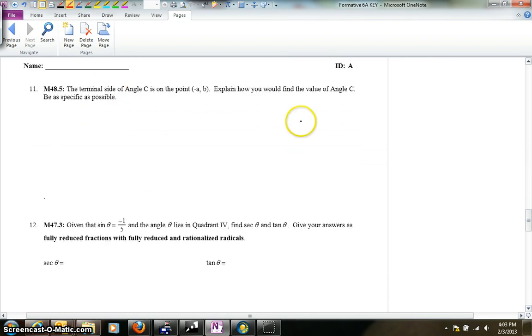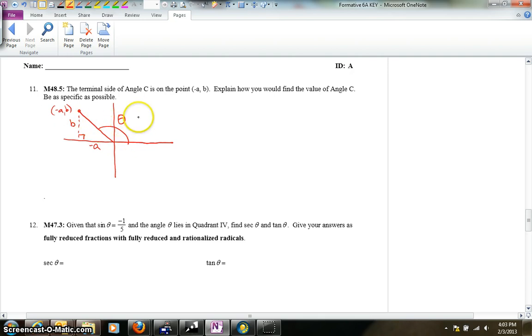Terminal side of angle C is on the point negative A, B. How would you find the value of angle C? Well, many of you did not draw a sketch. That could help, I think. So negative A is the x value. B is the y value. So let's just call it negative A, B right there. We would draw that. So this is the angle, theta, that we would be looking for. This comes straight down to the x-axis, and this has a value of b.